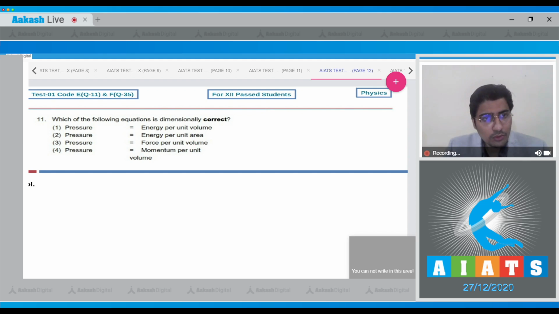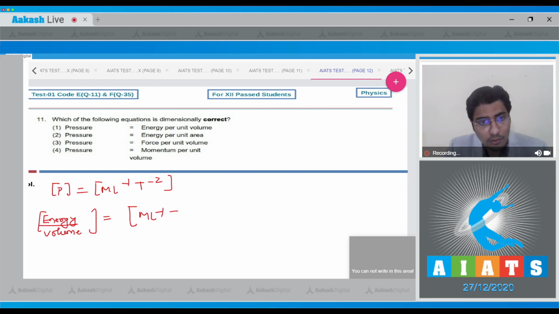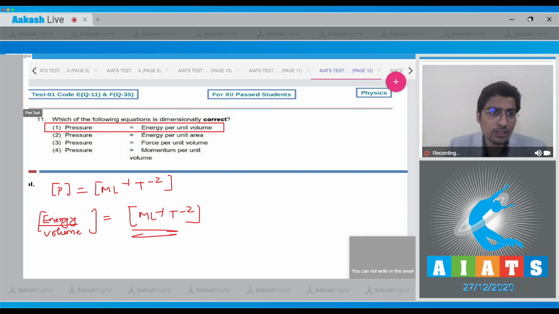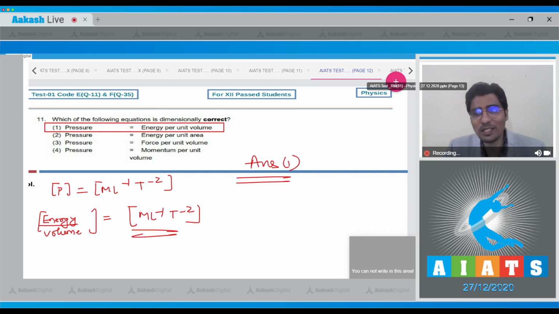Now, dear student, the dimension of pressure is equal to ML^-1 T^-2, while the dimension of energy per unit volume is also equal to ML^-1 T^-2. Meaning that for this question, the dimensionally correct equation is straight away the first equation as we encounter in the options. And this is our final answer. Now let us proceed and solve question number 12.